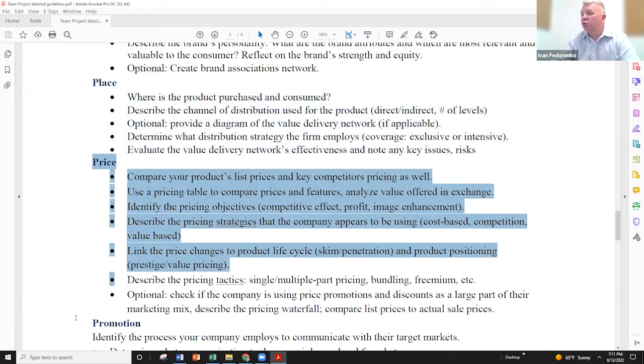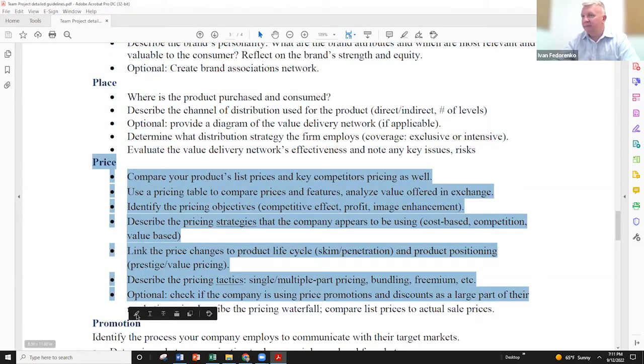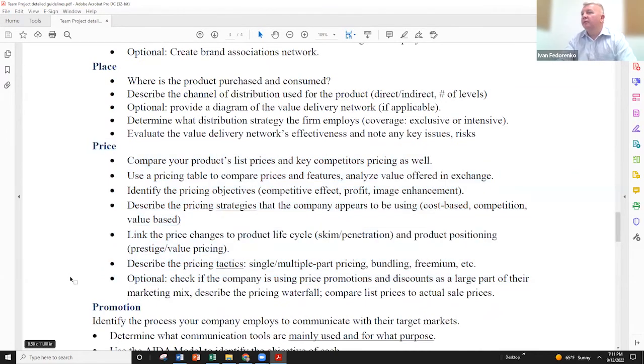Then we'll need to look at their prices. Create a pricing table to compare their price to their competitors' prices. Is their product more expensive or less expensive than their competitors, and why?